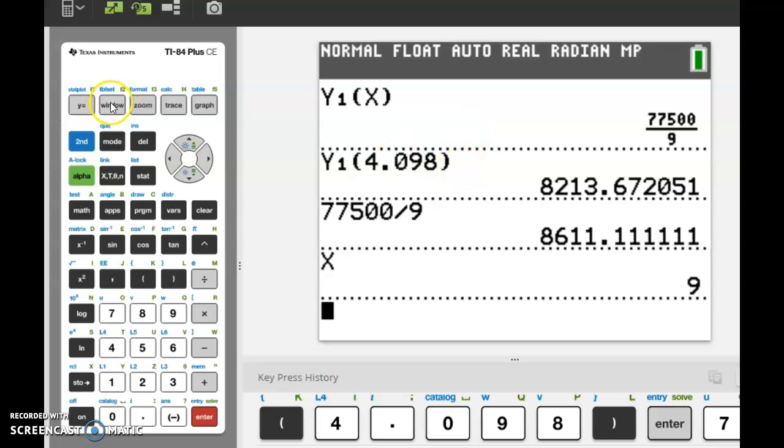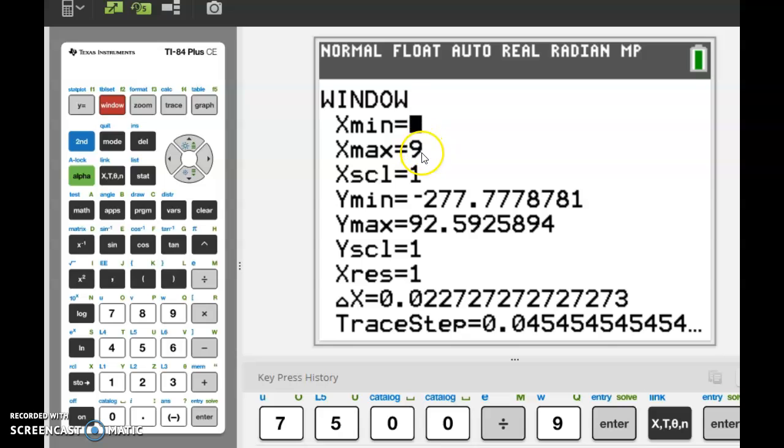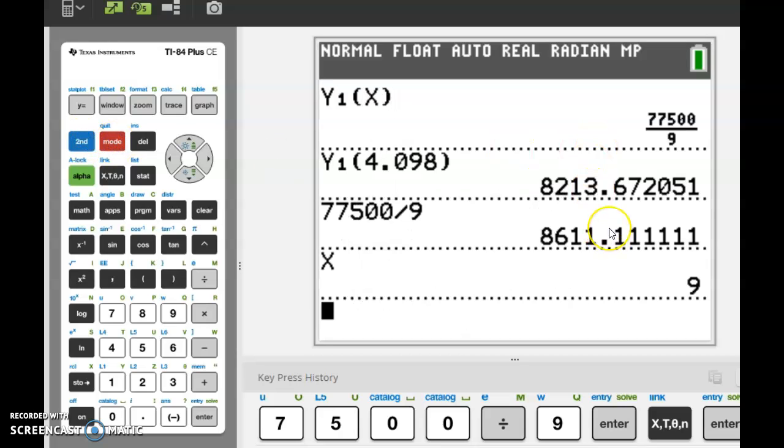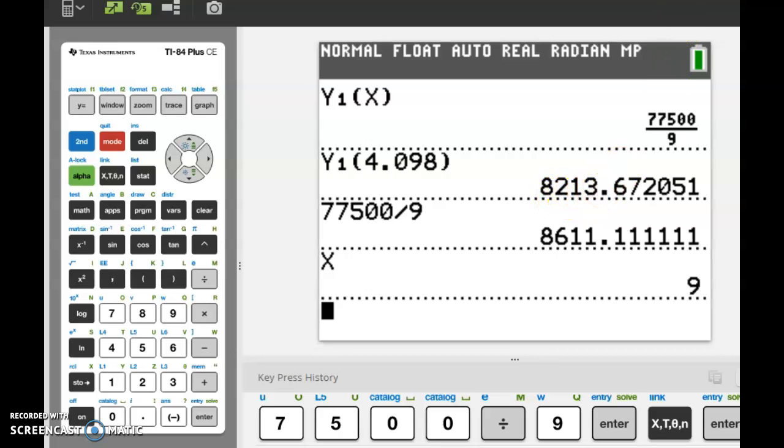Or maybe what it did is because I went to the window and changed my x value, that's probably what happened, it saved that 9. Okay, so you've got to be careful if you're going to use y of x. So the correct answer should have been that 8213.672.